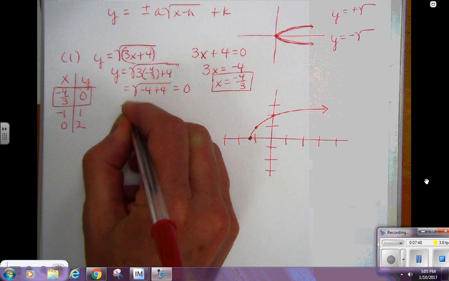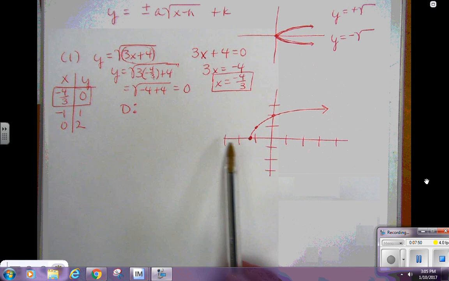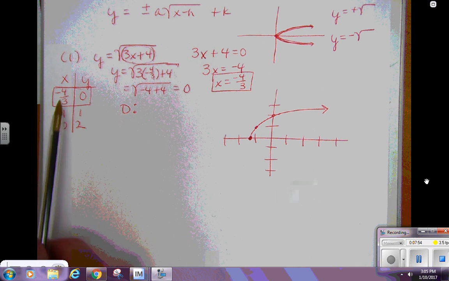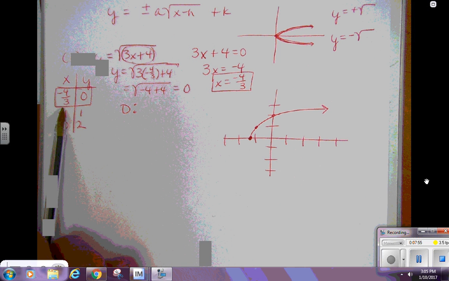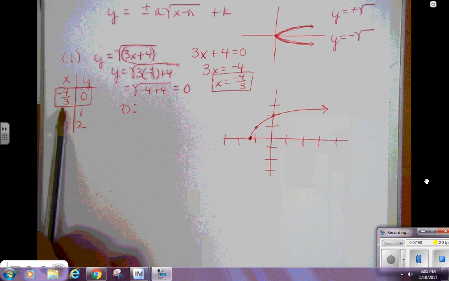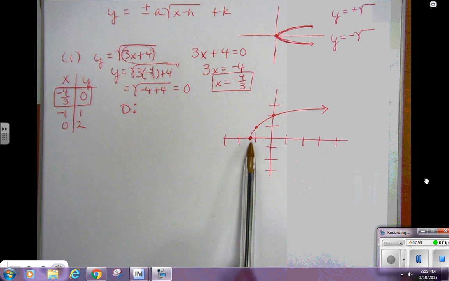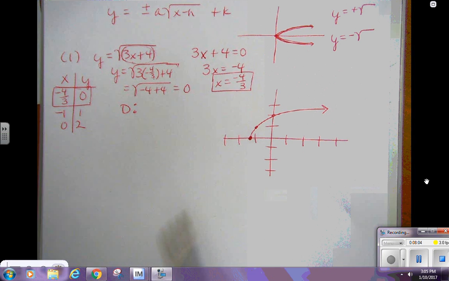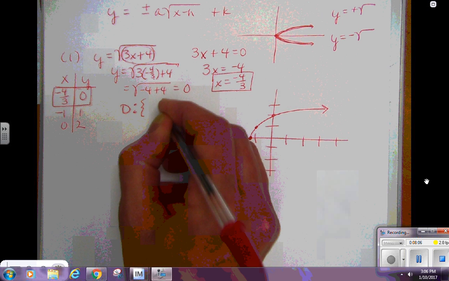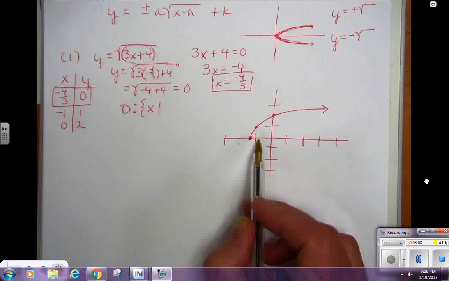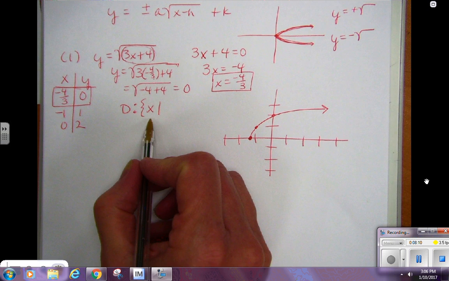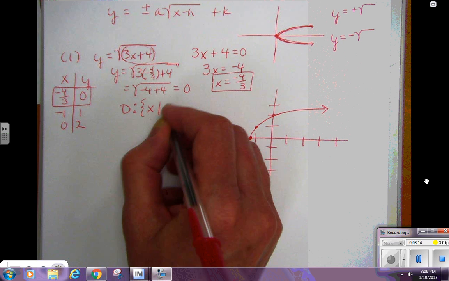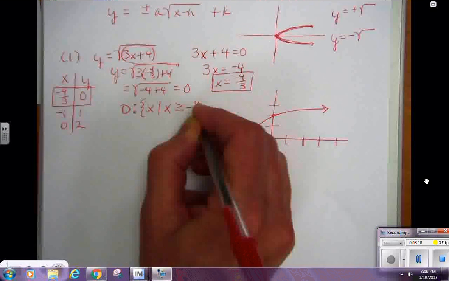Now your domain is the restriction on your x value. Okay, so that's left and right. And again, like I said before, this beginning point tells you where the domain is going to start. You're not going to have any values less than this negative 4/3, or you're going to get i's in your radical. So your domain has to stay greater than negative 4/3. And we're going to write it in set builder notation. All values of x, so that x is greater than or equal to negative 4/3 is going to be the domain.